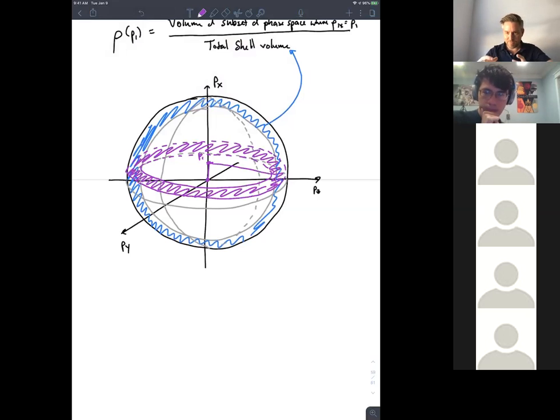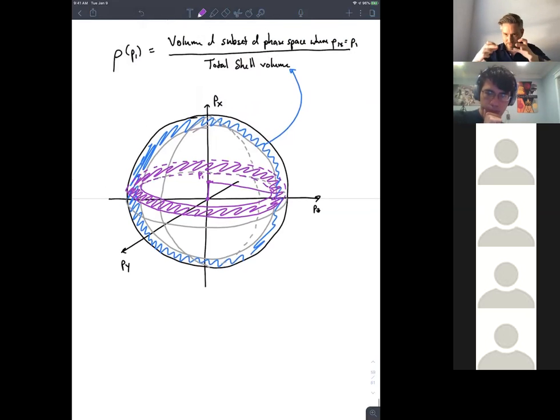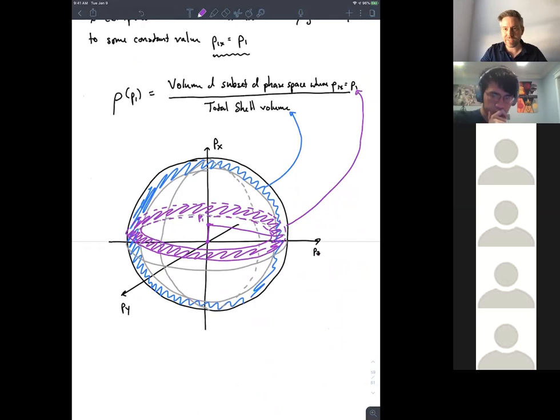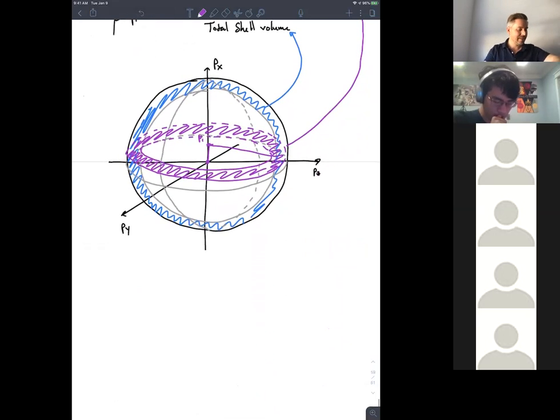So the volume or the area of this two-dimensional ring, that is our numerator. So our probability density is just the volume of this ring divided by the volume of the shell. Make sense? Okay.